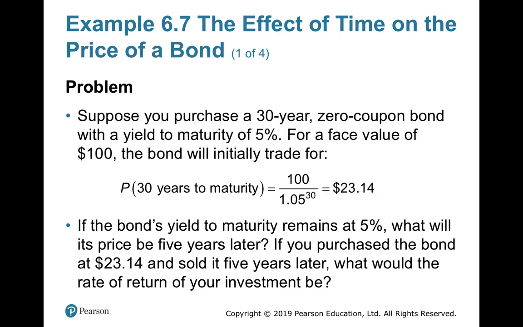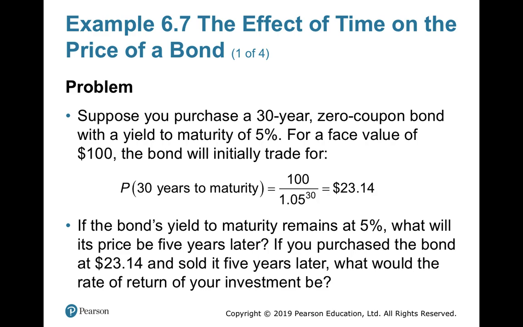So, suppose you purchase a 30-year zero coupon bond with a yield to maturity of 5% for a face value of 100. The bond will initially trade for, we have done this in the first video itself, zero coupon bond valuation equal to face value divided by 1 plus YTM to the power n. So it became $23.14. So that bond will be traded at $23.14. That's why a zero coupon bond is also known as a deep discount bond. Very high rate of discount is given.